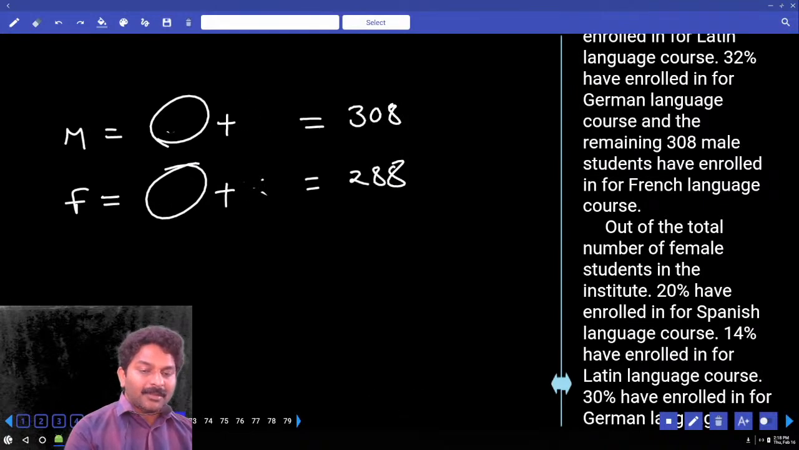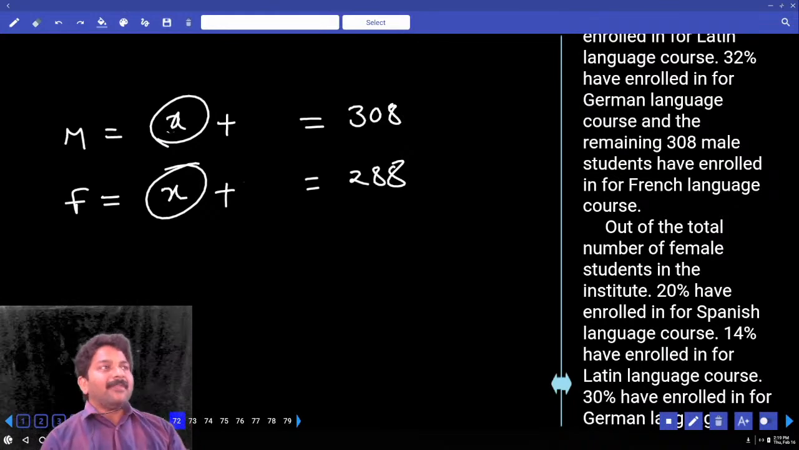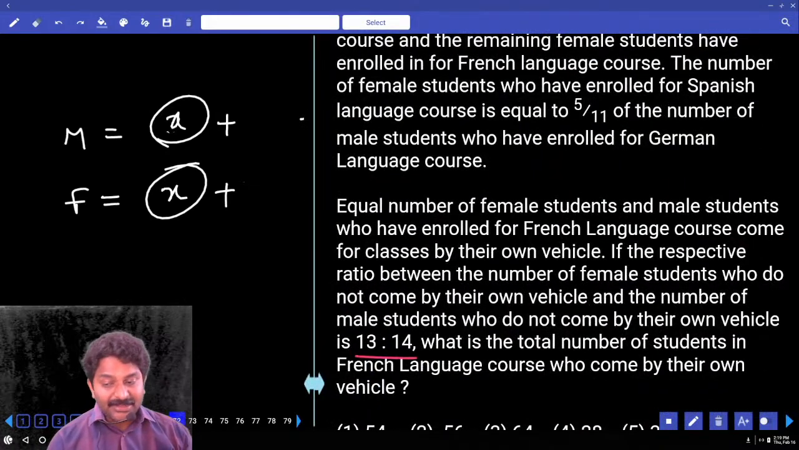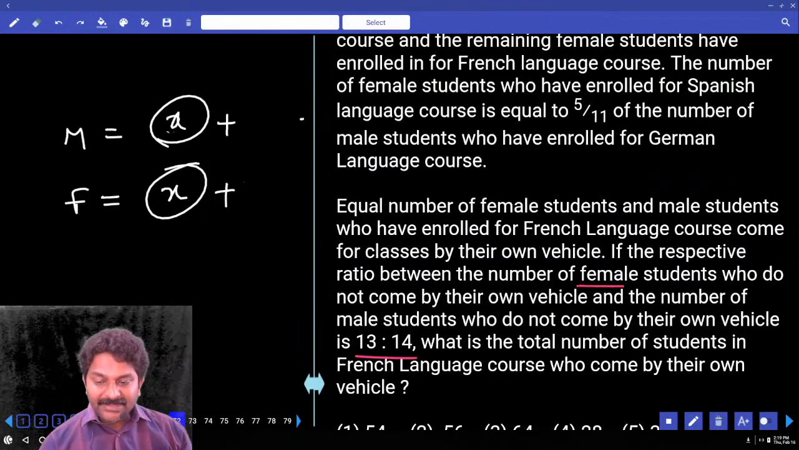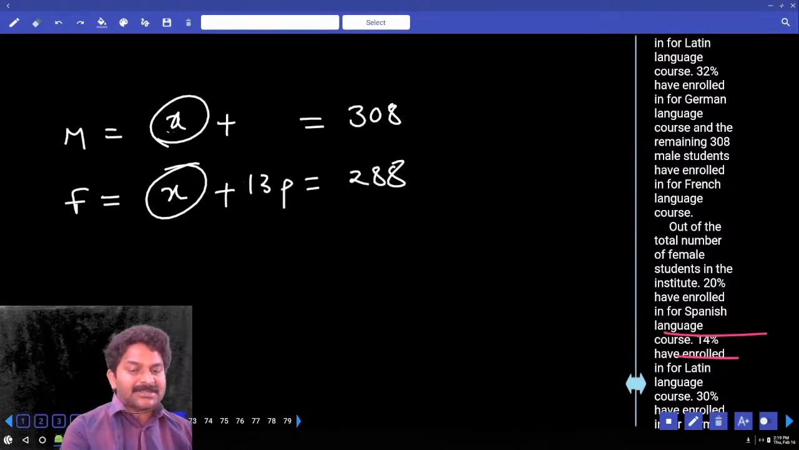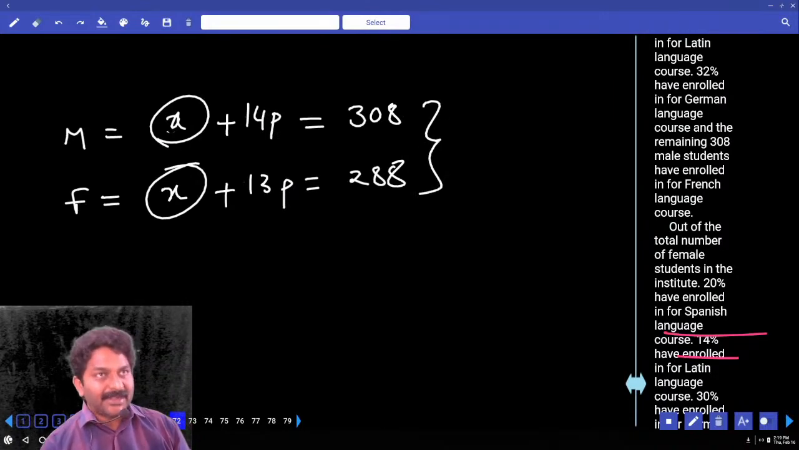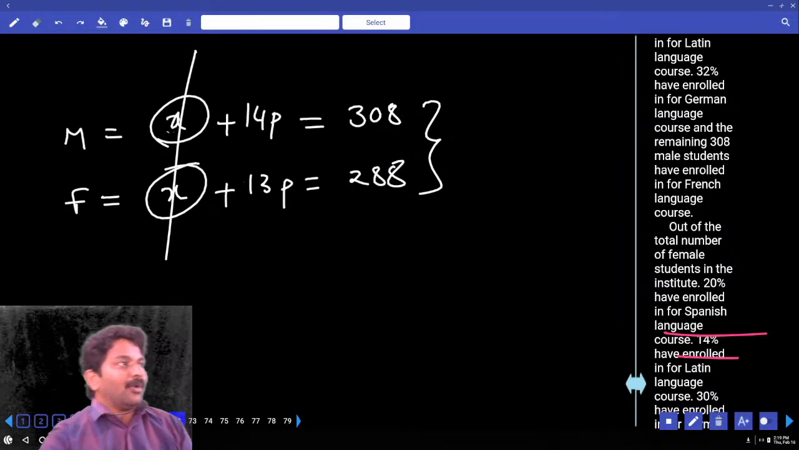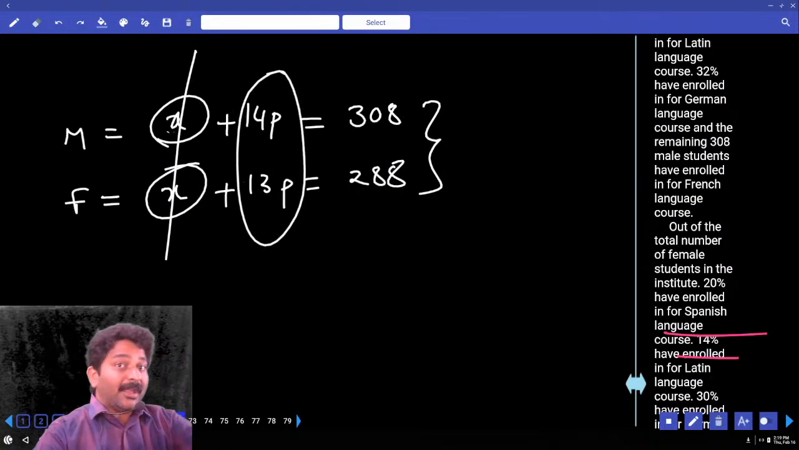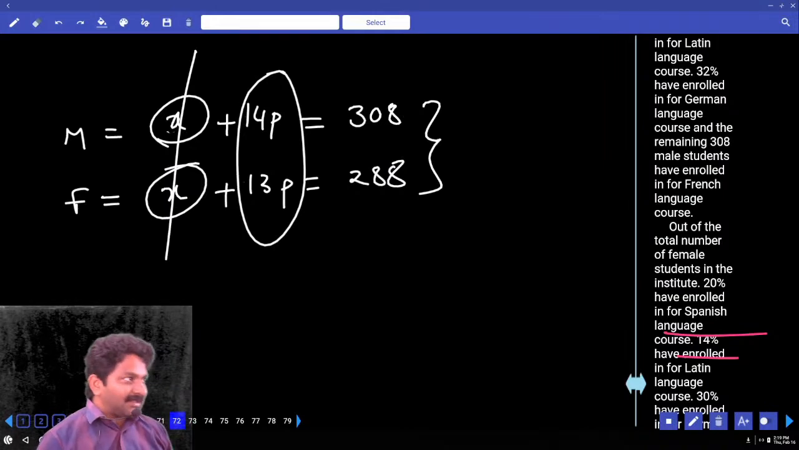Basically, this is not required. Just for the sake of understanding purpose, I am writing. Who are having their own vehicles, number is same. Those who don't have vehicle, the ratio is 13:14. Order is important. First female, then male. Female, I am writing it as 13 parts and male 14 parts. How much is the right hand side difference? 20. Left hand side among own vehicle people, there is no difference. Then that must be equal to difference among people who don't have own vehicle only.